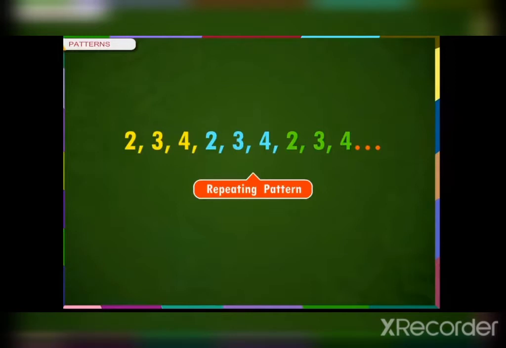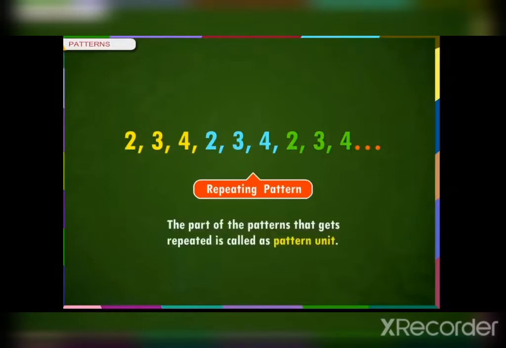In a repeating pattern, we need to identify the portion of the pattern that is getting repeated. Like in this example, the numbers 2, 3, and 4 are getting repeated. The part of the pattern that gets repeated is called the pattern unit. Once we identify this pattern unit in a given repeating pattern, we can easily extend that pattern further.